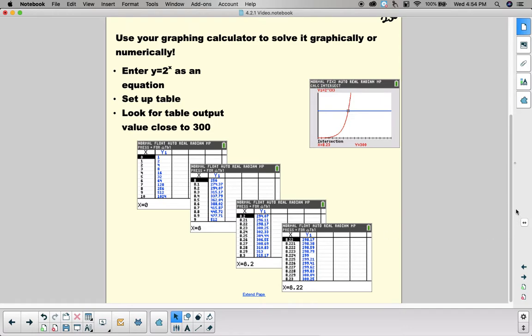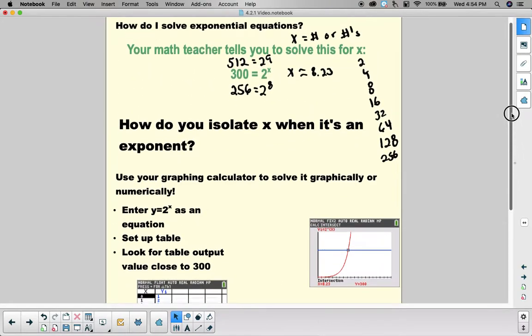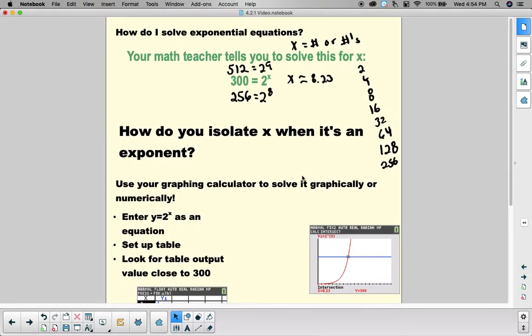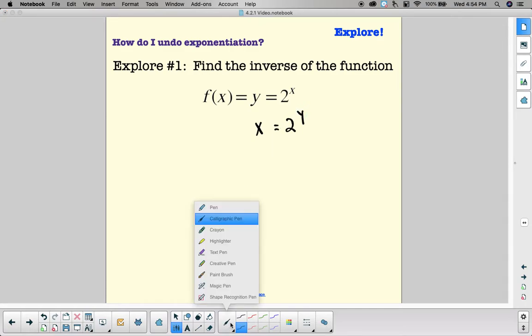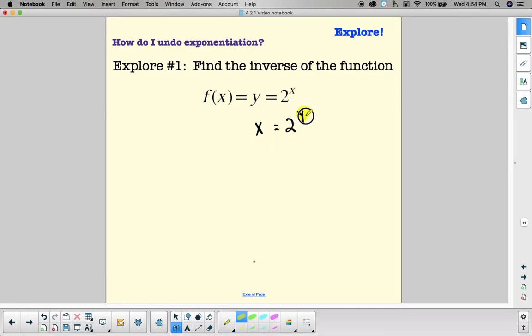So yeah, there are ways I can solve it, but this gets tedious. I need a quicker and faster way of undoing exponents and isolating variables that are exponents. So I could say, well, I need an inverse function. Remember, when we find an inverse, we swap the variables, x and y, and then we solve. But now I'm still in the same pickle. How do I solve for y? I need to get the exponent out.